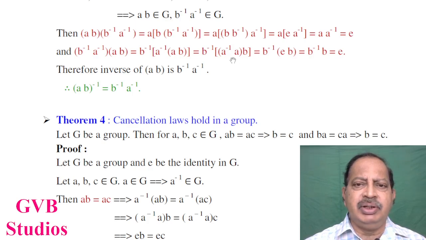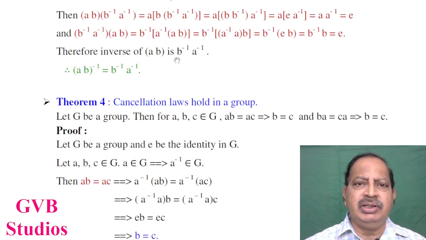here A inverse A becomes E. So I will write B inverse E B. Again I use that E is the identity element, so this becomes B. So I will write B inverse B, and again this is E. Thus XY is equal to E and YX is equal to E. So this Y is called the inverse of X. That means the inverse of AB is B inverse A inverse. Symbolically we write (AB) whole inverse is equal to B inverse A inverse.